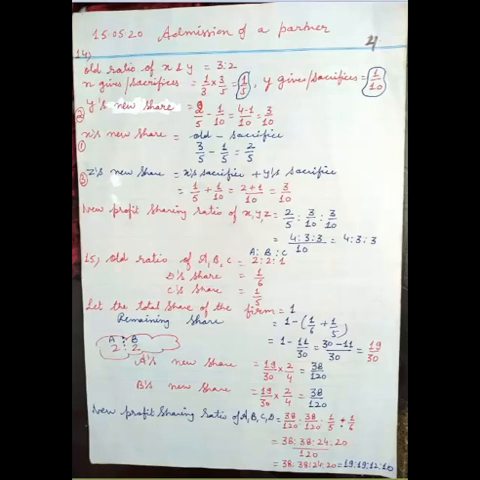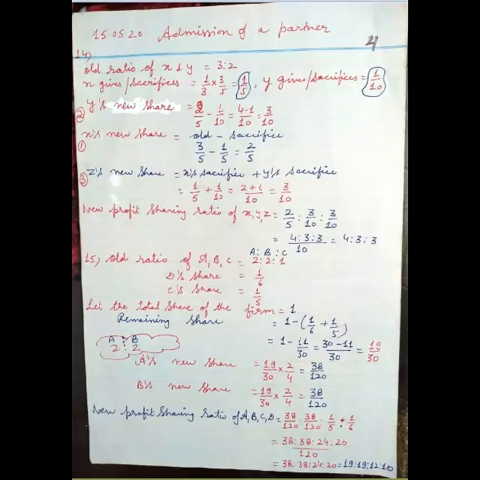Now Z's new share. You will add X's sacrifice plus Y's sacrifice. So Z's new share is equal to X's sacrifice plus Y's sacrifice. X's sacrifice is 1/5 plus Y's sacrifice is 1/10. You will take LCM, that is 10. If you solve it, you will get 3 by 10. The new profit sharing ratio of X, Y, Z is equal to 2/5, 3 by 10, 3 by 10. If you take LCM and solve it, you will get 4:3:3.